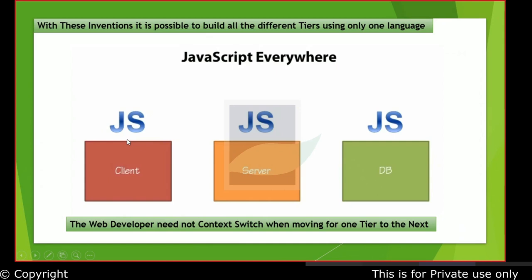Essentially your NoSQL DB. So now if we look back at our architecture, you have at the client end JavaScript, which is your Angular framework. You have at the server end again JavaScript, which is your Node.js and Express.js framework. At the DB end, we again have JavaScript, which is MongoDB, which we can interact with using the JavaScript language. So essentially, the web developer need not context switch when moving from one tier to another tier.